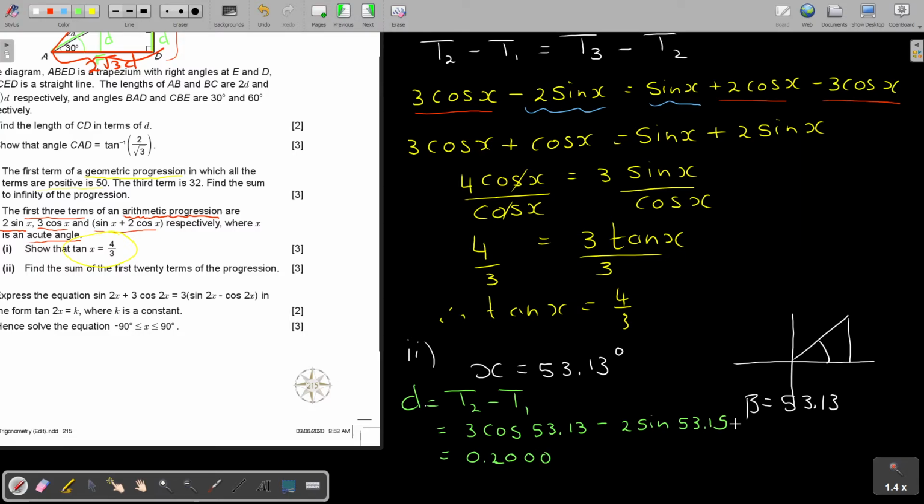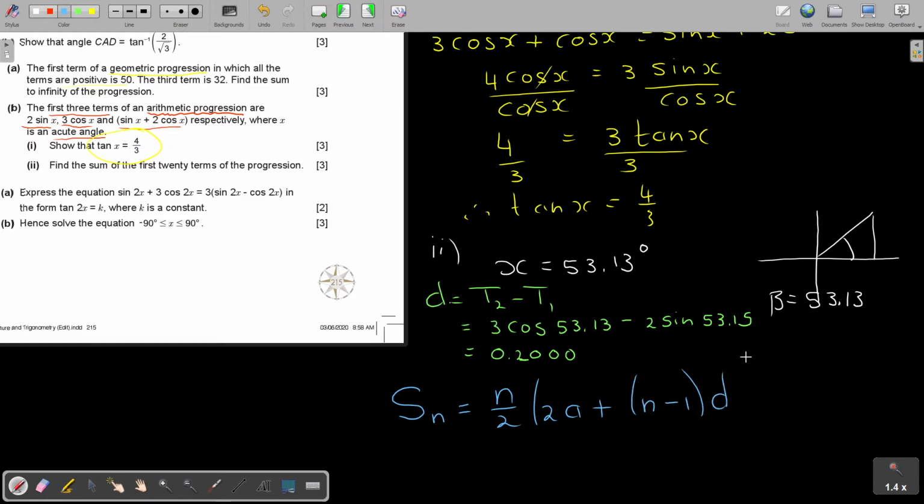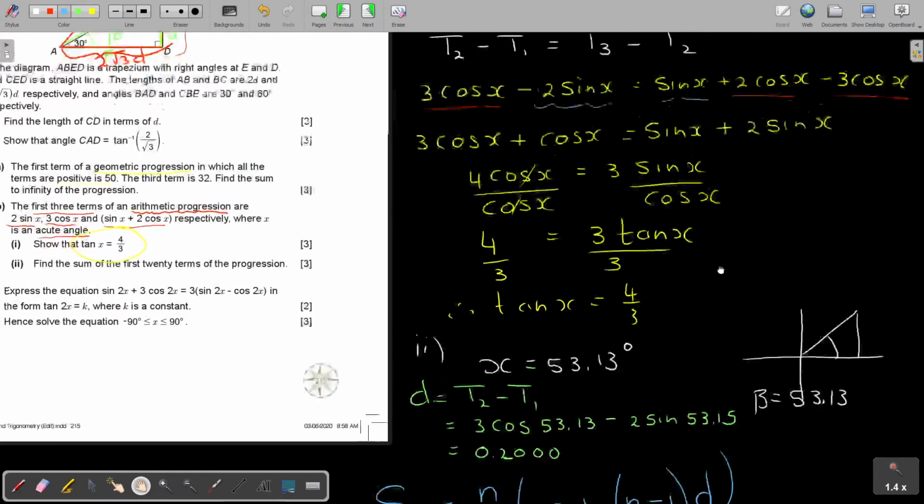I have the value of n. What is the value of n? It's 20. Now I can basically just start with the question. I'm going to say S. Remember the formula: it's n over 2 times (2a plus (n minus 1)d). So it's S20 equals 20 over 2, 2a. Now what is a? Remember, a is your first term. What is your first term?